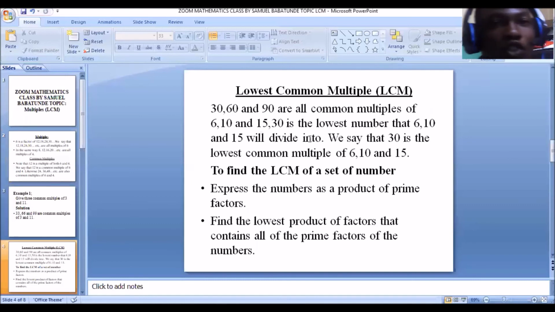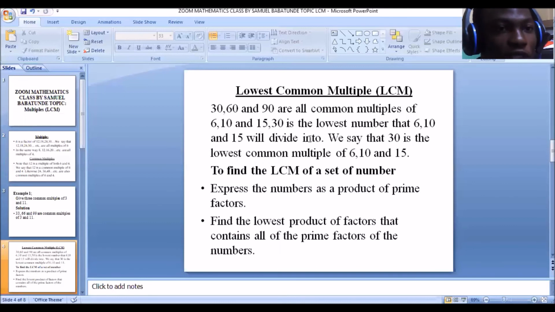Then we look at the lowest common multiple, which we refer to as LCM today. And we say, take for instance, 30, 60, and 90 are all common multiples of what? Of 6, 10, and 15. But now out of these common multiples, we need the lowest of them. And the lowest is 30. So we say 30 is the what? Is the lowest common multiple or the LCM of what? 6, 10, and 15.